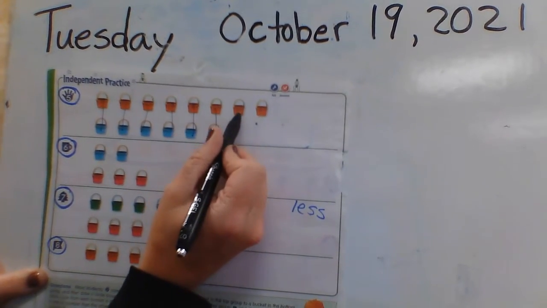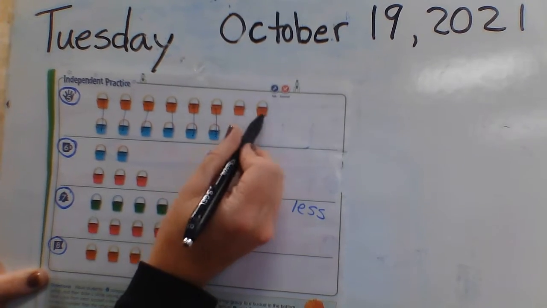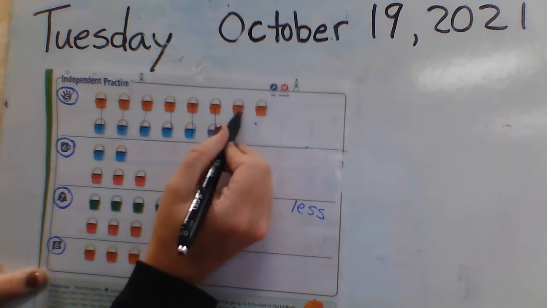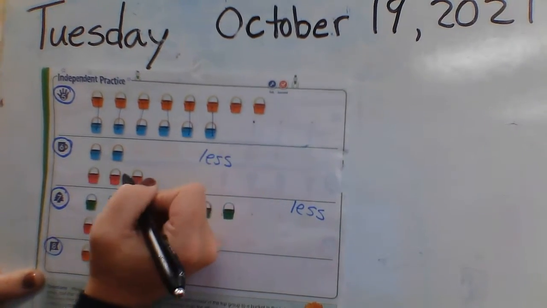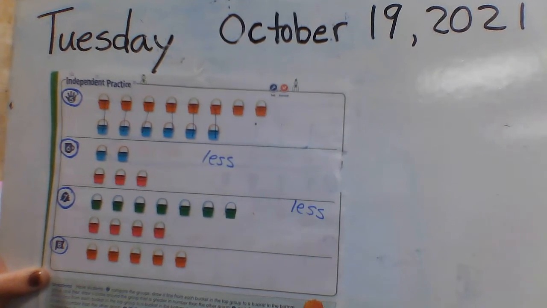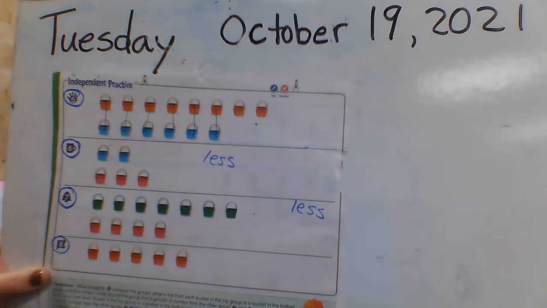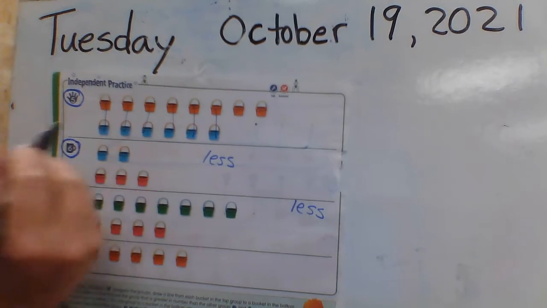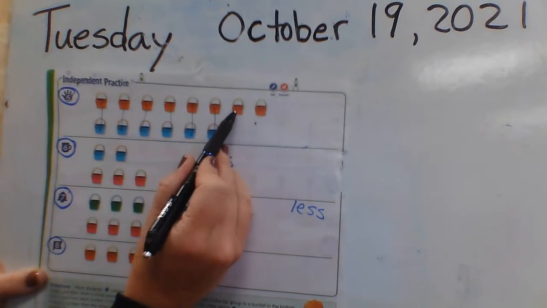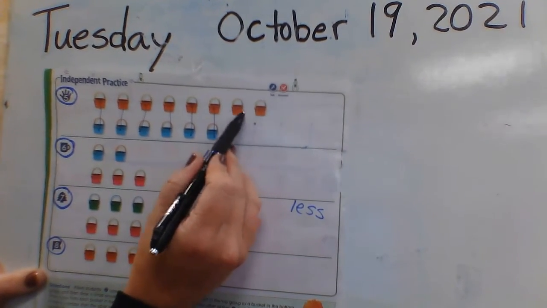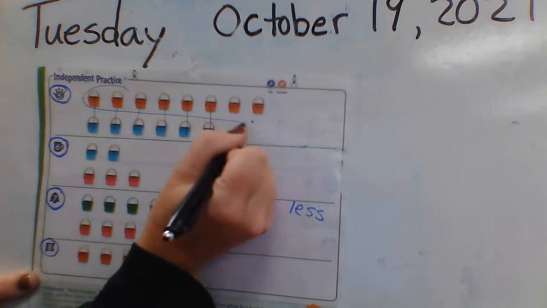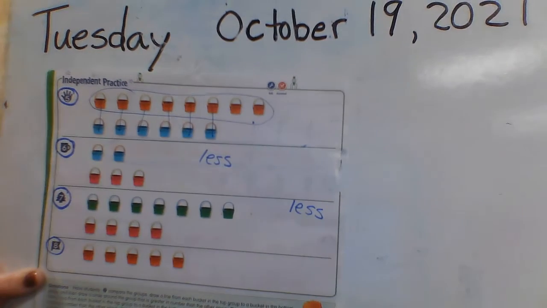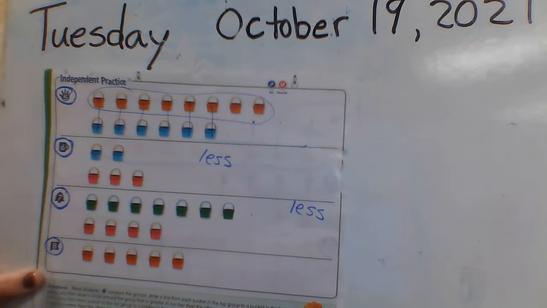What did we notice? There are 2 red buckets or pails left over. We don't have any more blue. Now remember, they want us to circle the group that has the greater amount. Which group has more, the bigger amount? That would be the red group because the red group has some left over and the blue group ran out. So the red buckets are more or greater, bigger than the blue.